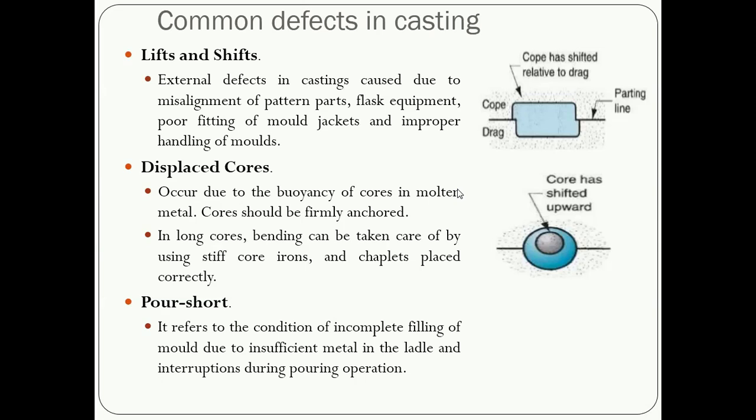Poor shot. It refers to the condition of incomplete filling of the mold due to insufficient metal in the ladle and interruptions during the pouring operation. Suppose the molder does not have any kind of judgment, meaning how much metal is present in the ladle and how many mold cavities are being filled up. At that time, the poor shot defect will come.